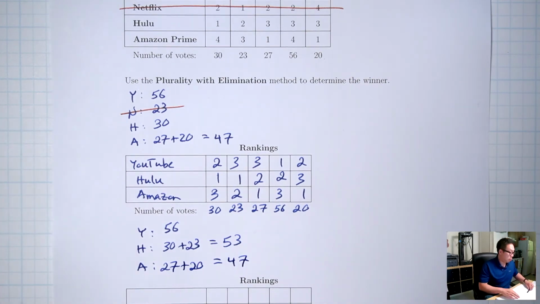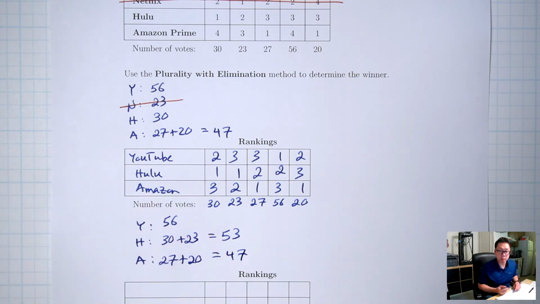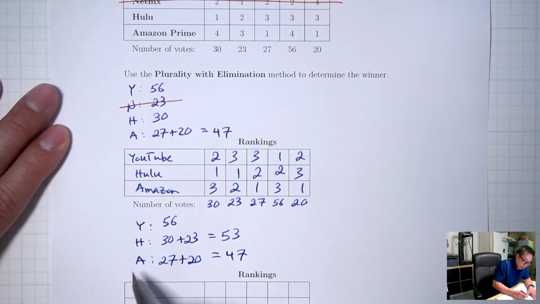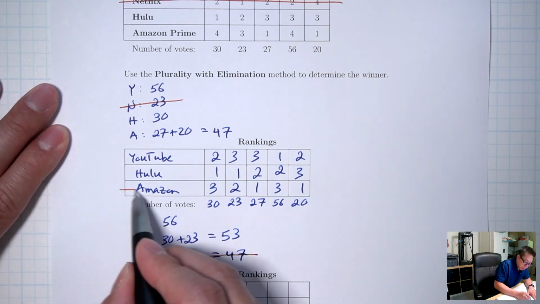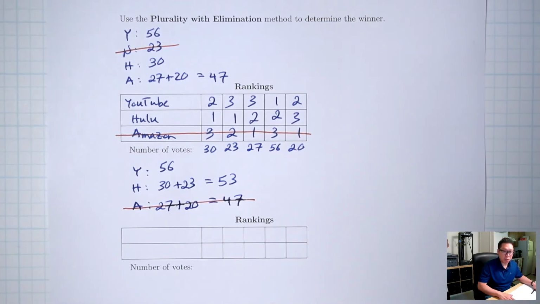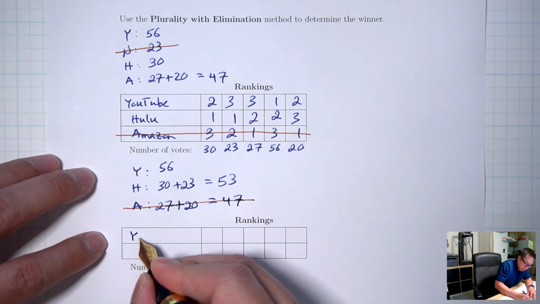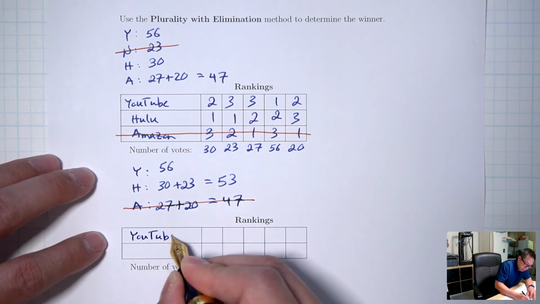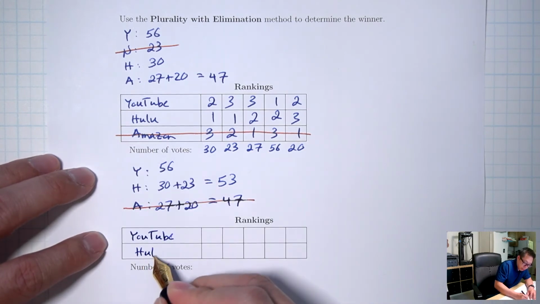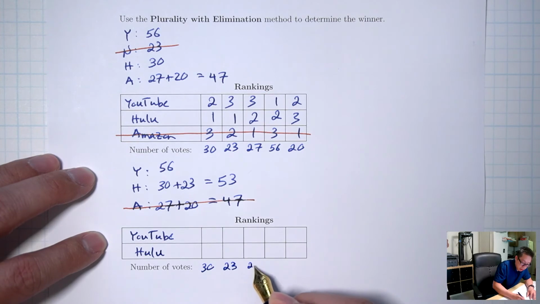And now you eliminate again. So who gets eliminated here? So 56, 53, 47. Looks like Amazon gets eliminated. And now you have to re-rank one more time. Okay, after Amazon's gone, we have just YouTube and Hulu left. Numbers at the bottom will stay the same. So let me just recopy. 30, 23, 27, 56, and 20.